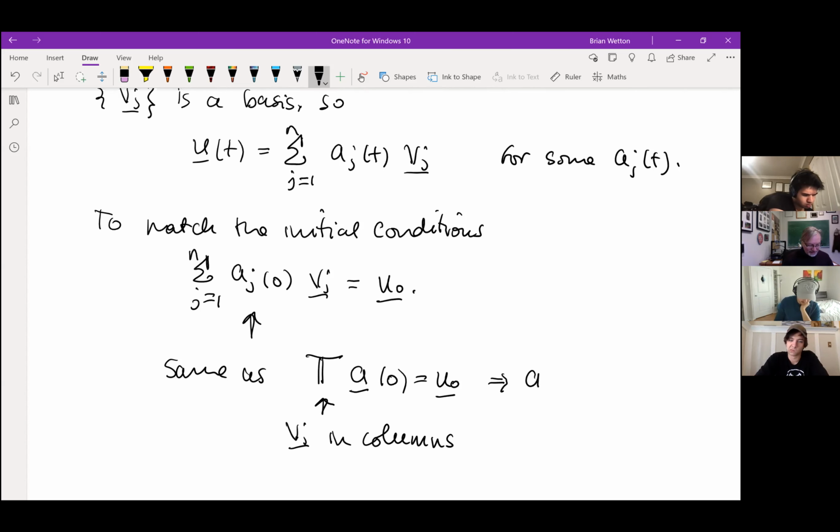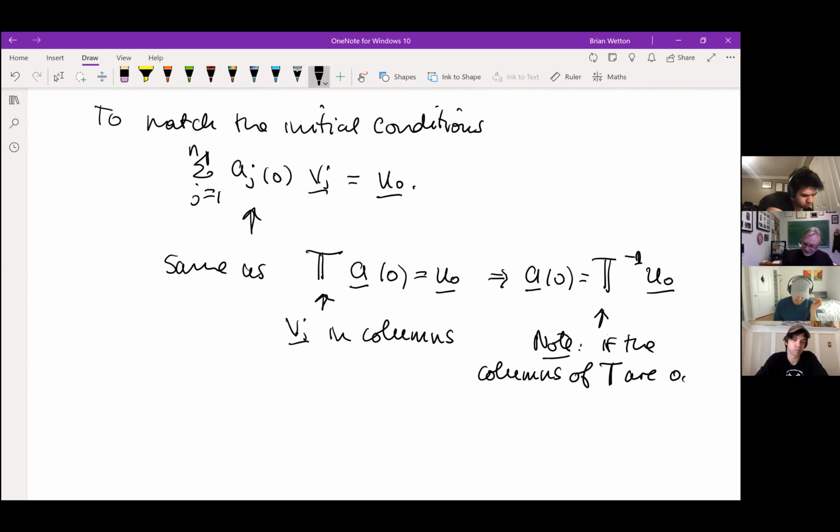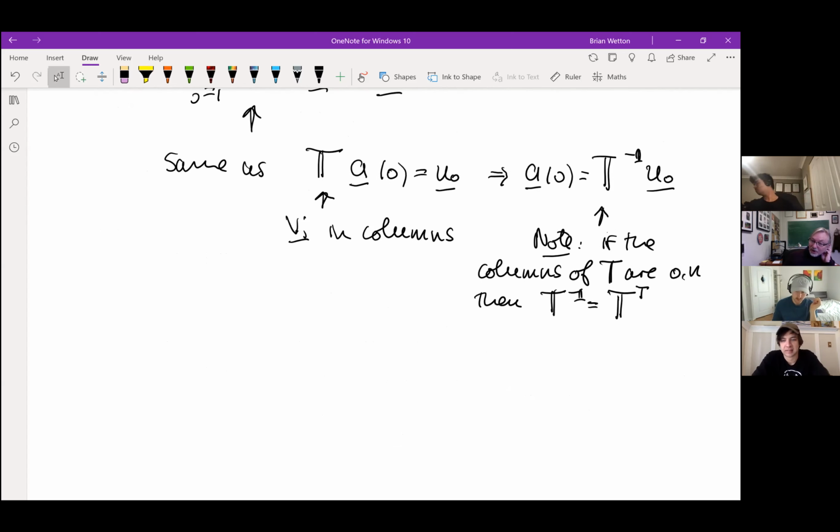And so formally, I can say I multiply by the inverse matrix of the eigenvectors in the columns times the initial conditions. Okay, and just as a note, if the columns of T are orthonormal and a basis, then the inverse matrix is just the transpose. Okay, so there's a nice property here.